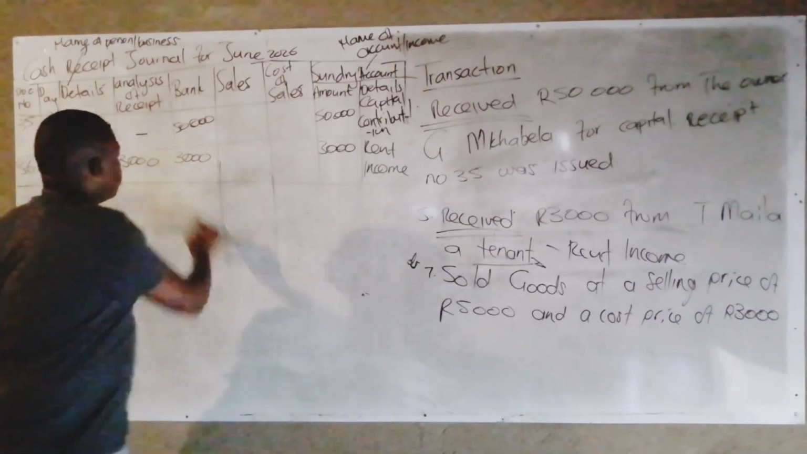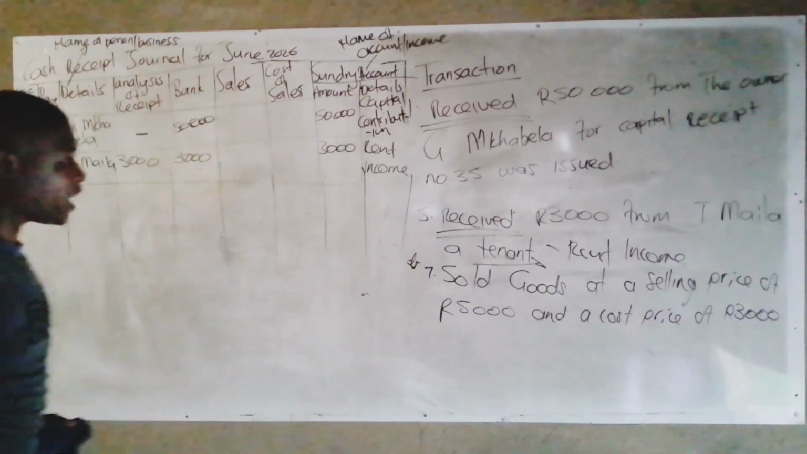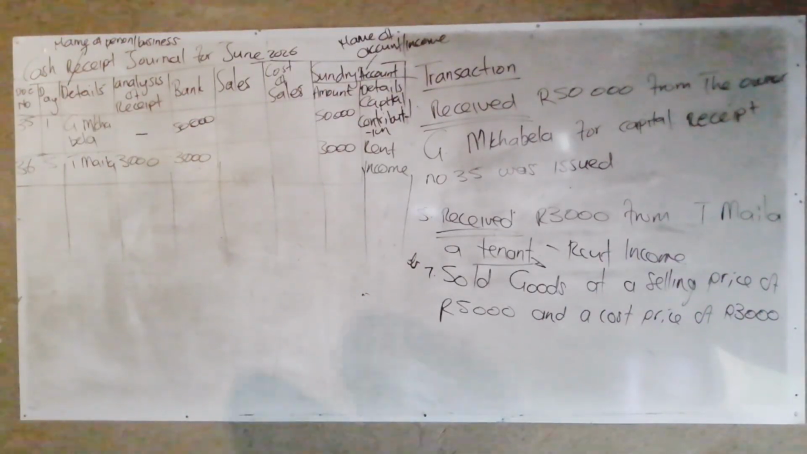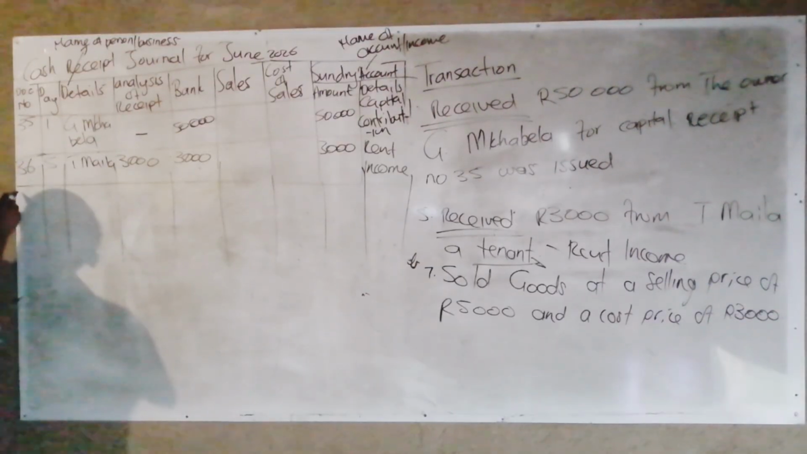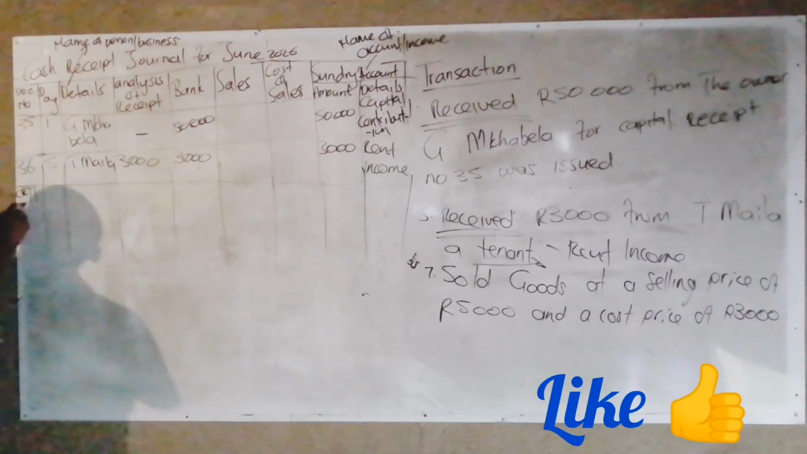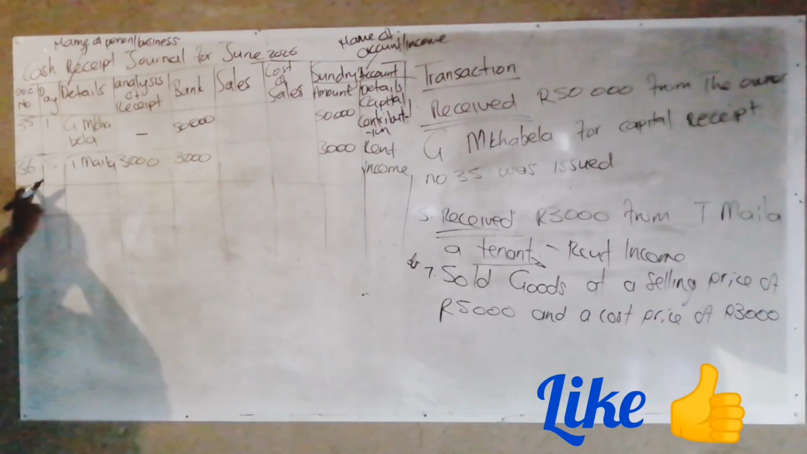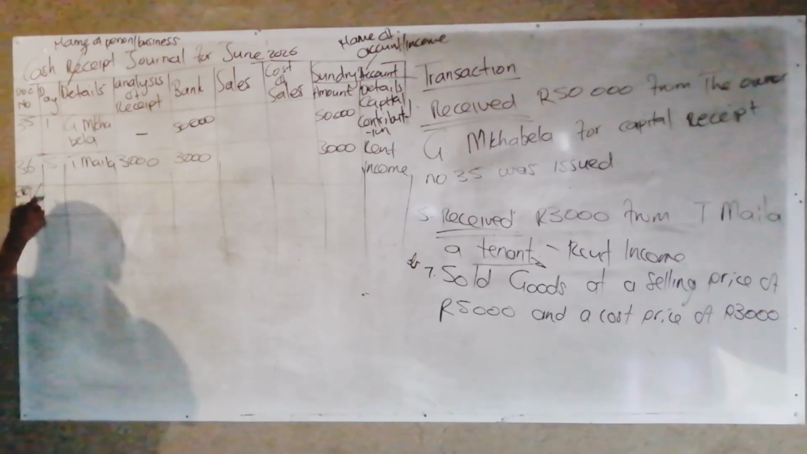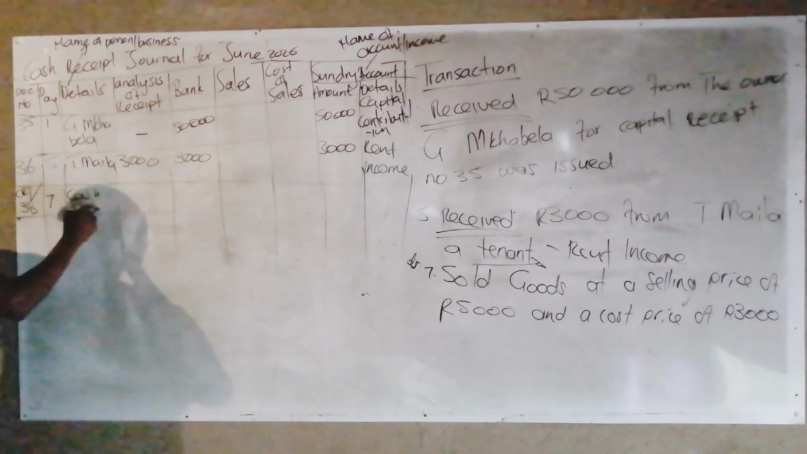The next transaction, day 7, sold goods at a selling price of 5,000 rand and the cost price of 3,000 rand. Then now we are continuing with this one as well. So you may say CRJ or just continue with the 36. The document number 36. Day 7, cash sales. It was for cash sales.